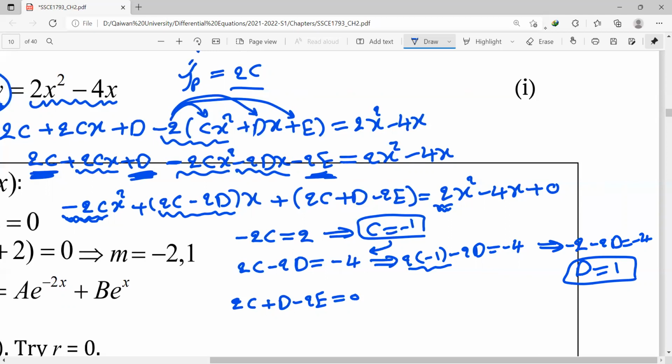And then we put the values of c and d into the third equation to get the value of e. c is negative 1. So 2 times negative 1 plus 1 minus 2e equals 0. Here we get e equals minus 1.5.